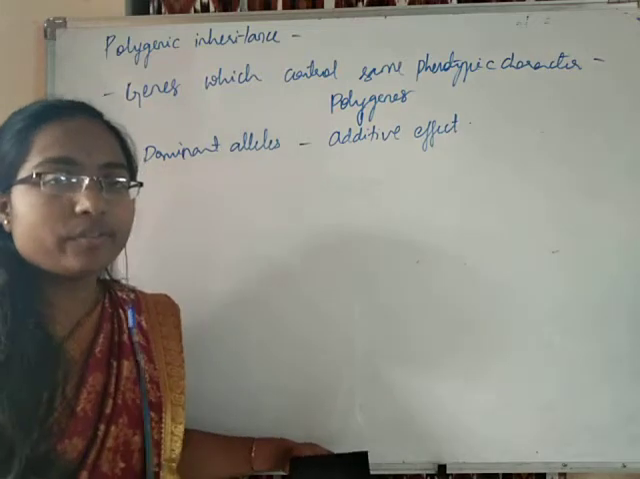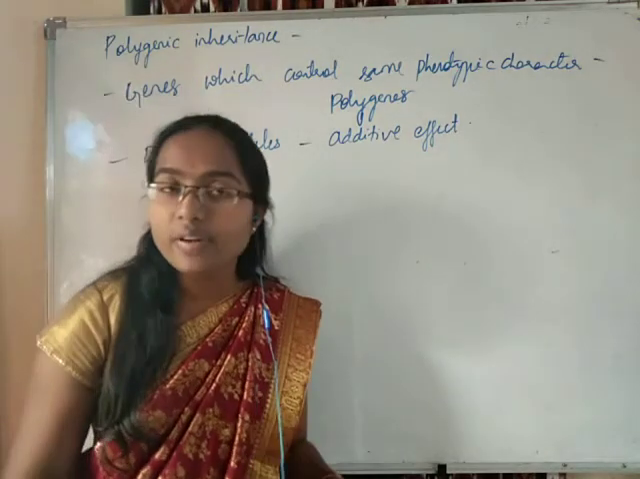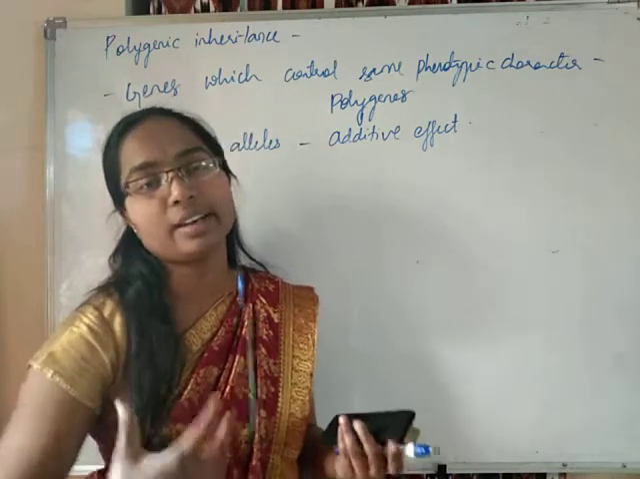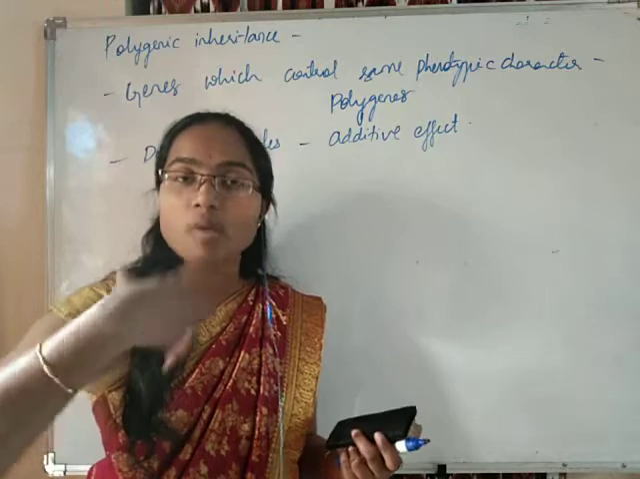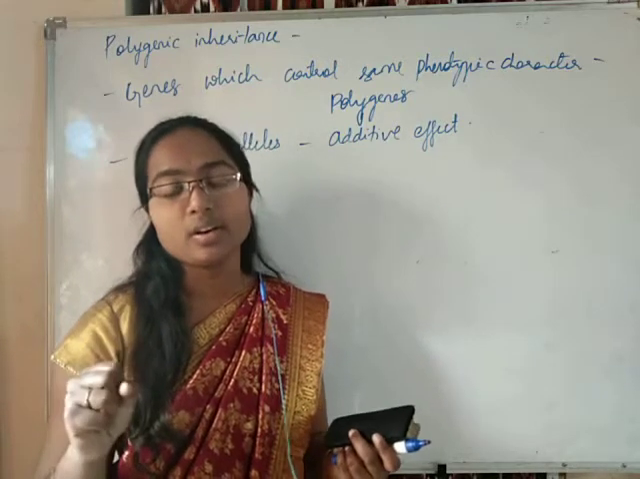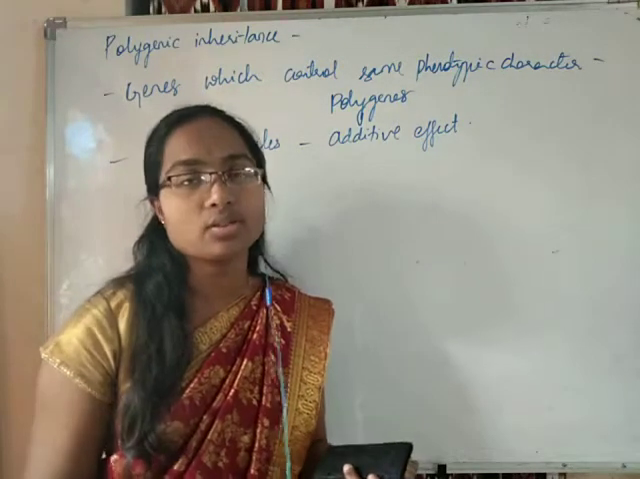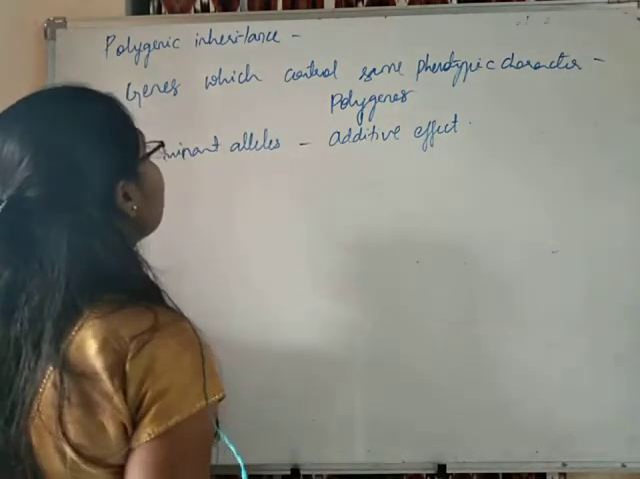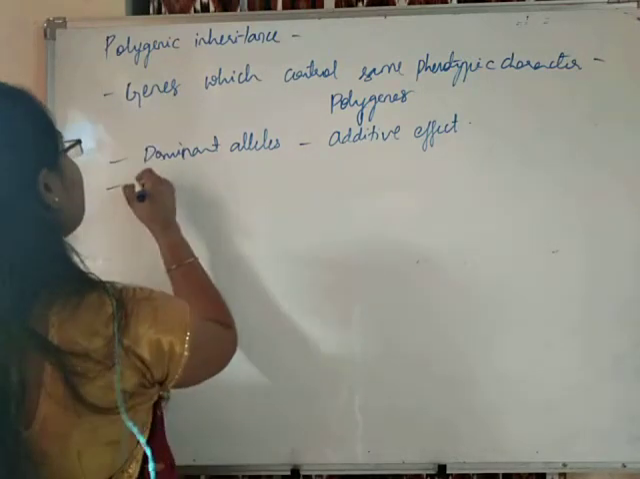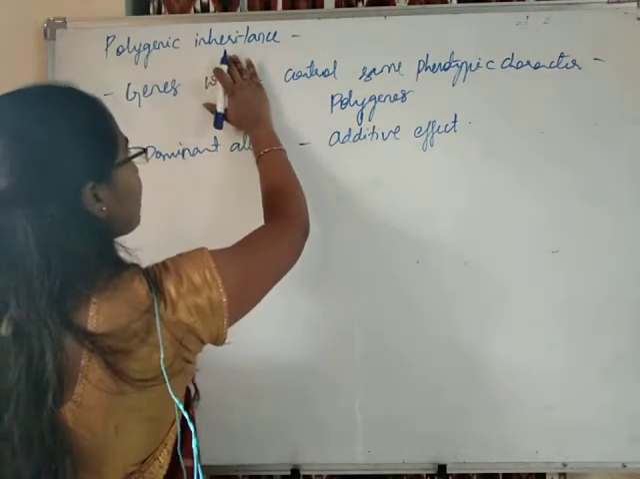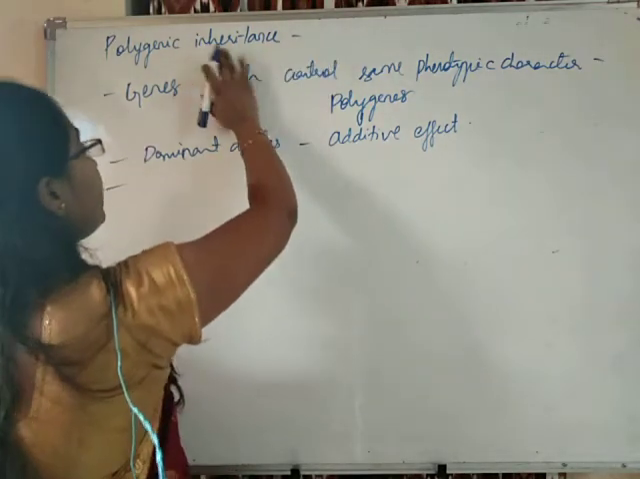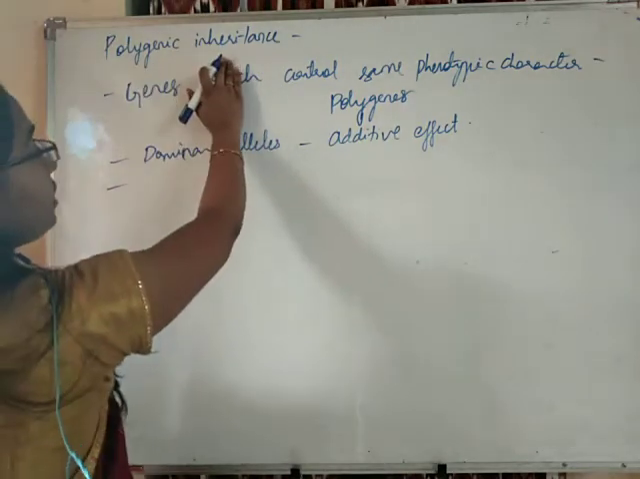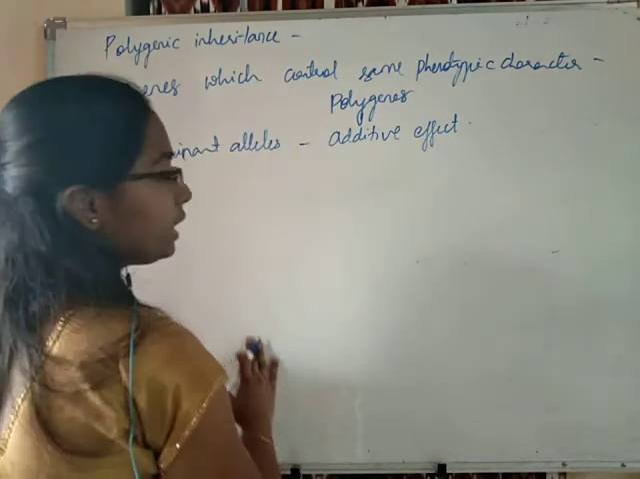What is meant by additive or combining effect is the phenotypic character shown by the individual. It will be like the combination of all the different characters together, all of them giving one effect. So the dominant alleles will have an additive effect. The inheritance of such characters through polygenes is called polygenic inheritance.